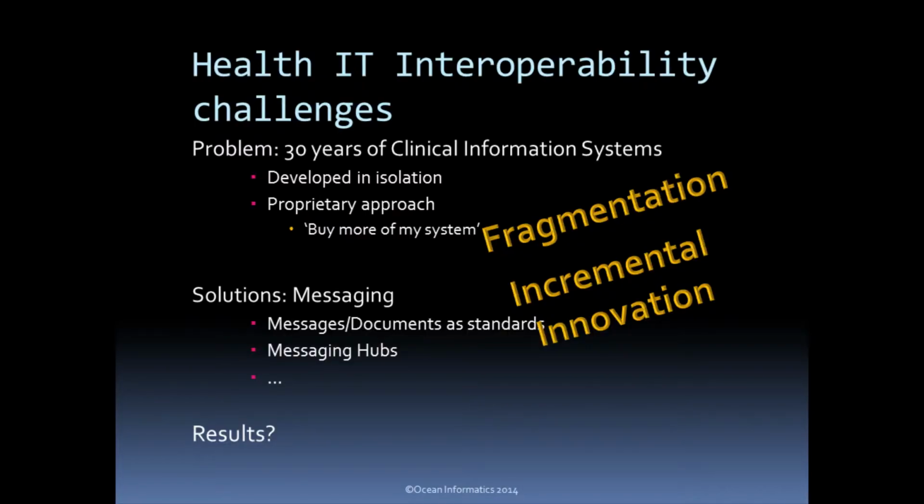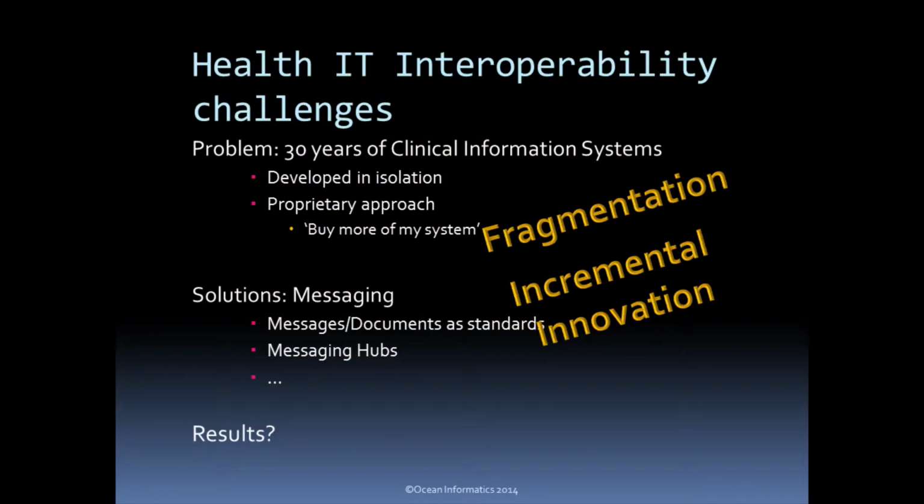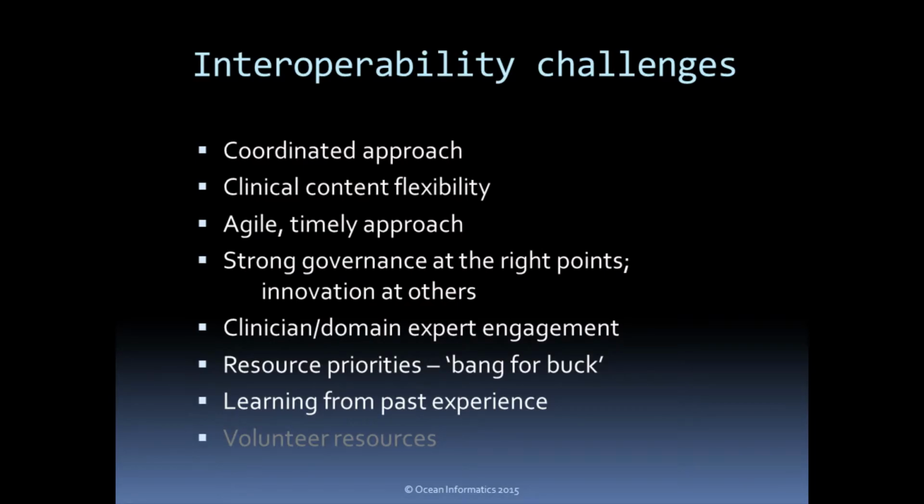So we've had 30 years of clinical information systems, right? They've usually been developed in isolation, a proprietary approach, and the vendor says, if you want interoperability, buy more of my system. Good marketing approach. Fragmentation is the result. Then we've had a focus on messaging and messaging hubs. And this has been incremental innovation. And I'd have to say, at the end of 30 years, we've had absolutely glacial progress, right? We've really achieved very little as far as interoperability.